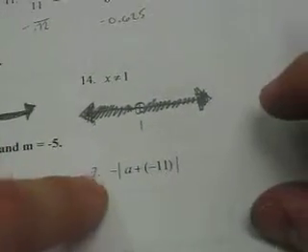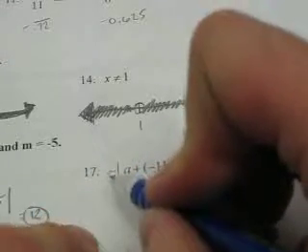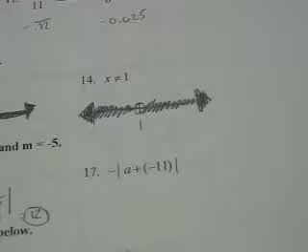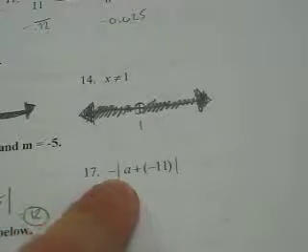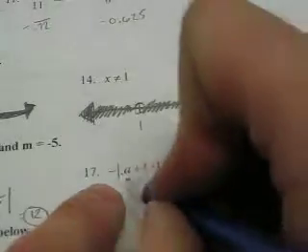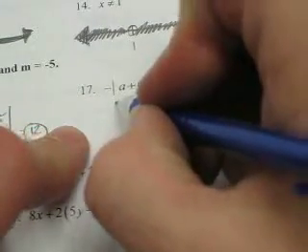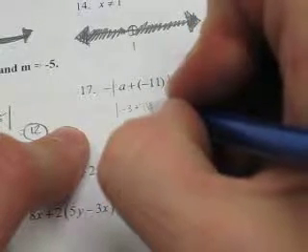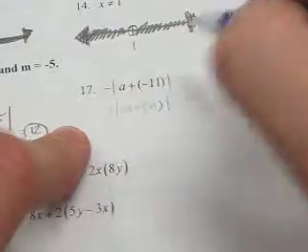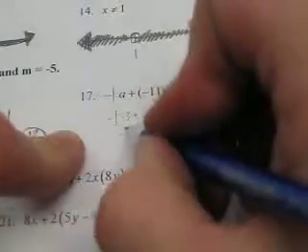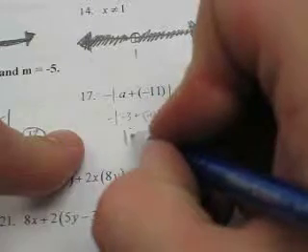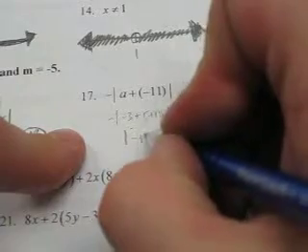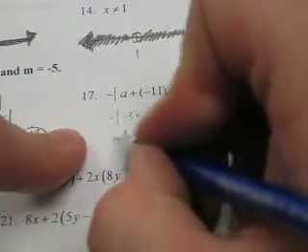And then number 17. Before we even start, be sure you see there's a negative on the outside of our absolute values. That's the only time you're going to end up with a negative answer when you're dealing with absolute values. So on number 17, we know that a is -3. So inside the absolute value bars where I see a, I'm going to put in -3. So -3 plus -11 inside the absolute value bars with a negative on the outside. -3 plus -11 gives us a simplified expression of -14 on the inside of the absolute value bars.